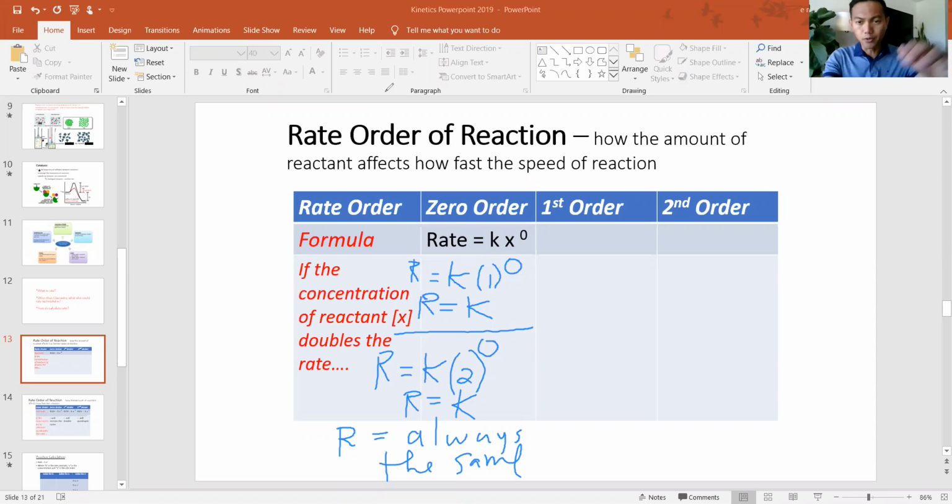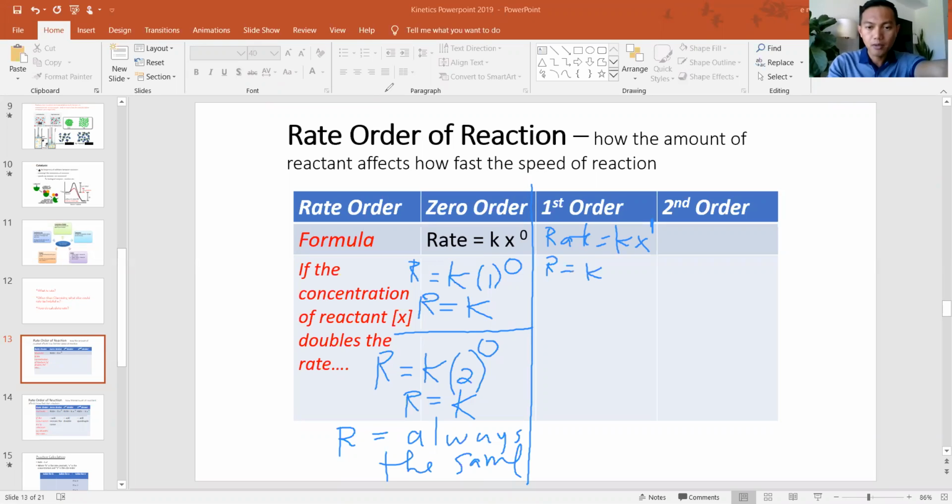Now let's take a look at first order. Based on how the formula is written, rate is equal to Kx, but because it's first order, it's now raised to the power of 1. So let's do the same setup. If our rate is equal to K times 1 to the first power, we can make sense of this by using numbers. What if our X is 1? Then 1 to the first power is just 1, so R must be equal to K.